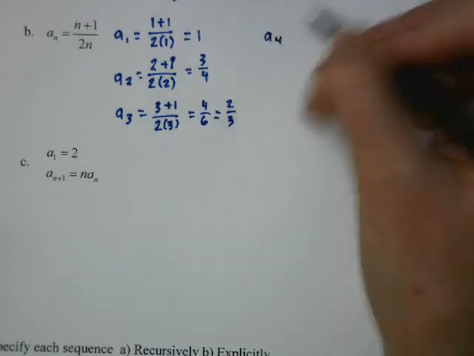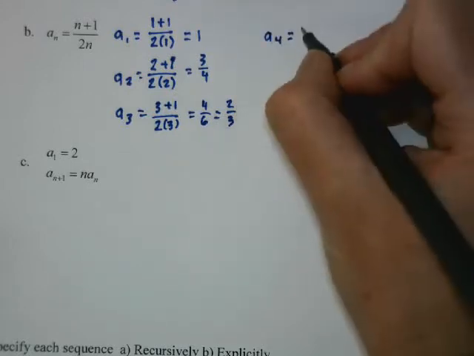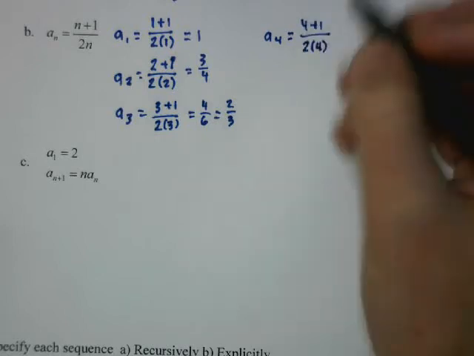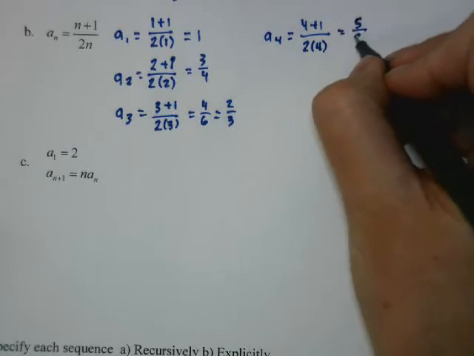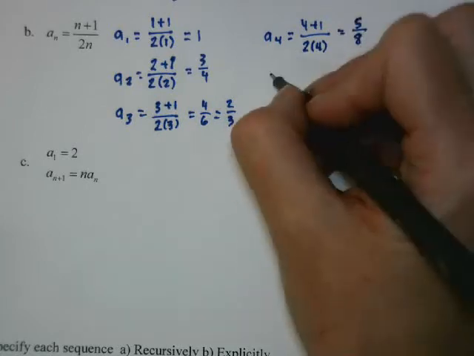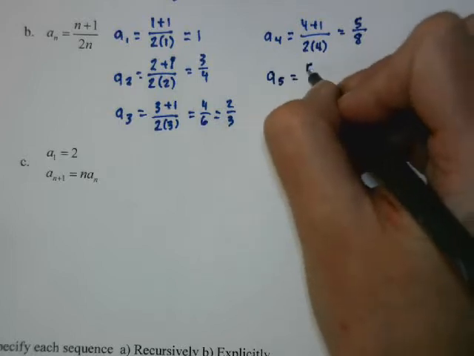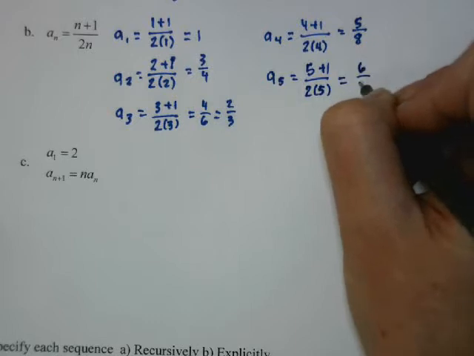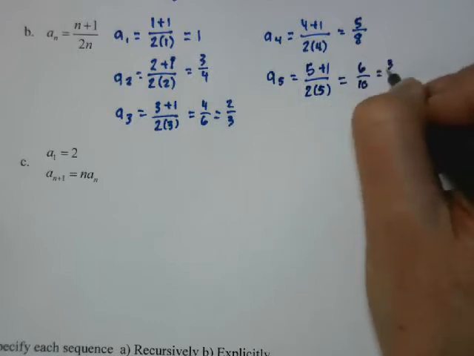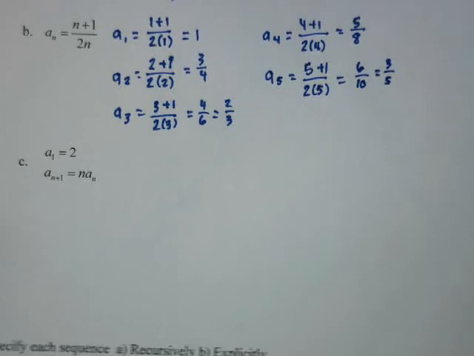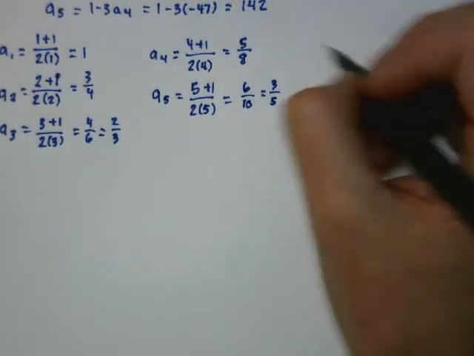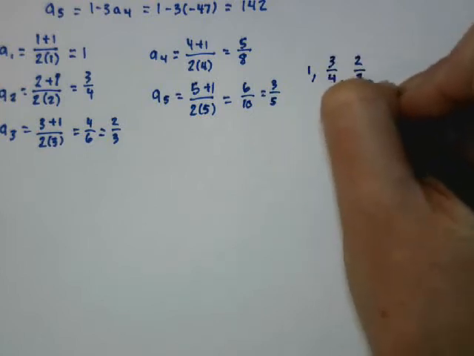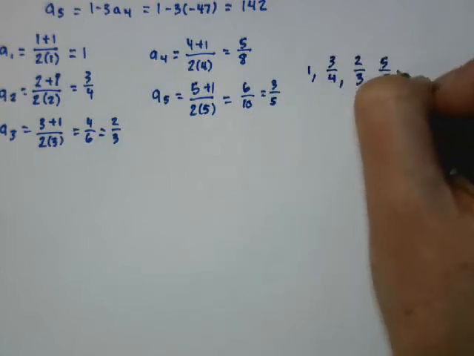A4 will be 4 plus 1 over 2 times 4, which will be 5 over 8. And then our last one, A5, will be 5 plus 1 over 2 times 5, which is 6/10, or 3/5. Okay, so this sequence is going to be 1, 3/4, 2/3, 5/8, and 3/5.